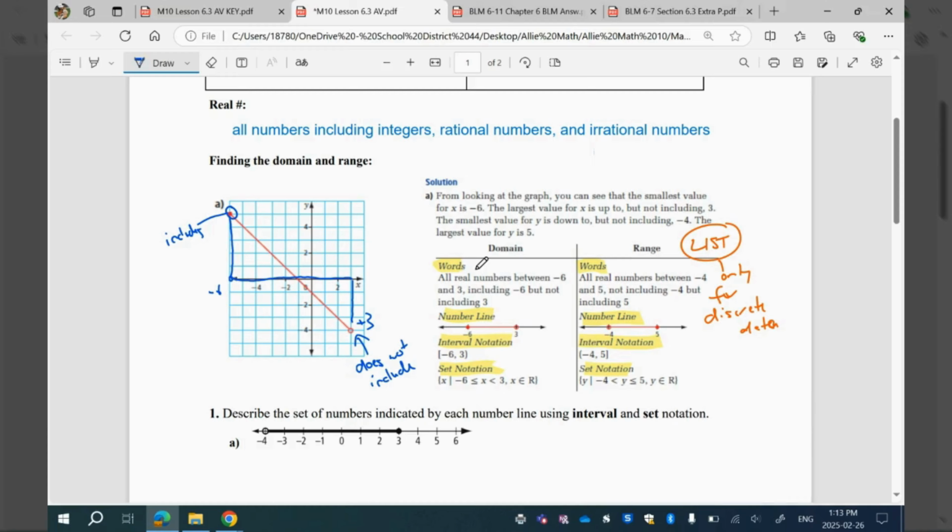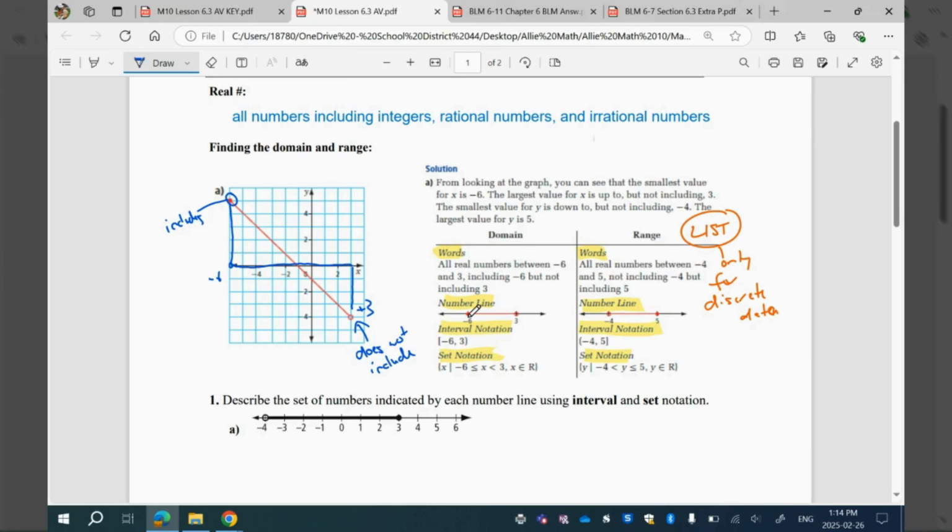So here's how we would describe this domain in words. This is all real numbers between -6 and +3. It includes -6, but does not include +3. Here they express this on a number line. This shows that it includes -6 and goes to 3, but does not include it. You might be able to see there's a not colored in circle right there.